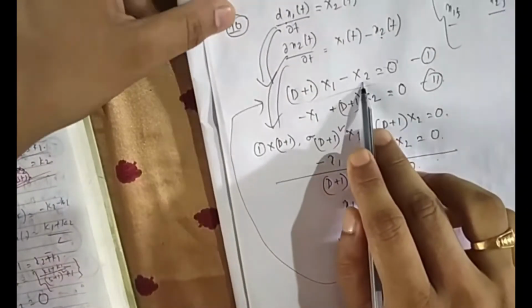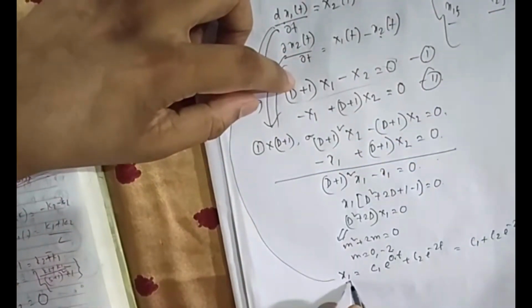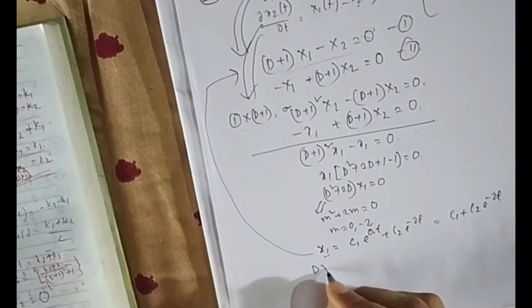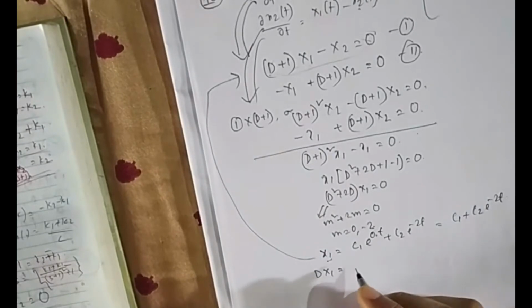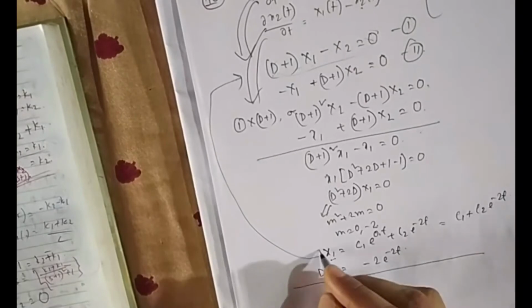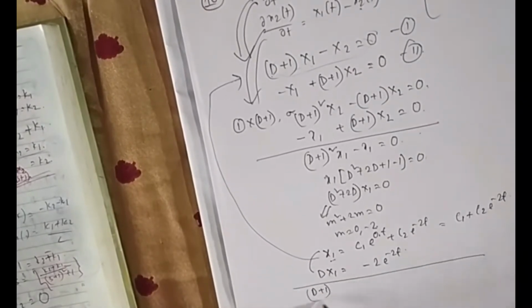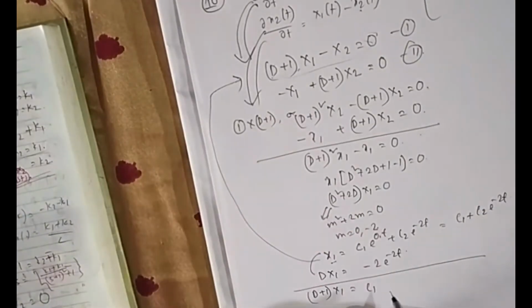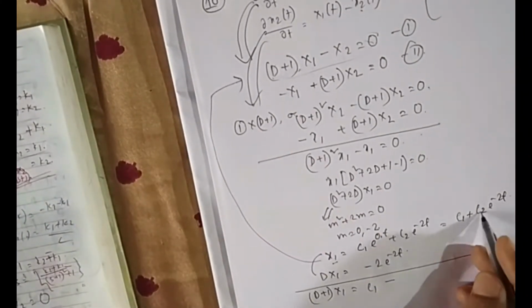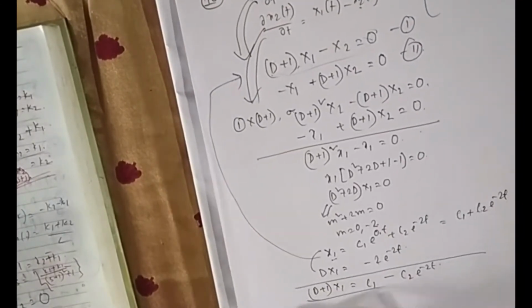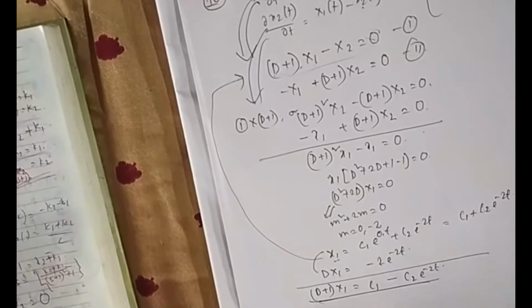Why? Because if I put it in equation 1, then x2 I can directly get. But for that I need not only x1, I need (D plus 1) x1. So for that I need D of x1. What is D? One time differentiation. So it will be minus 2 c2 e to the power minus 2t. If you add these two, you will get (D plus 1) x1. Why am I doing this? Because I need (D plus 1) x1 in equation 1. So c1 plus c2 minus 2c2 is equal to c1 minus c2 e to the power minus 2t.